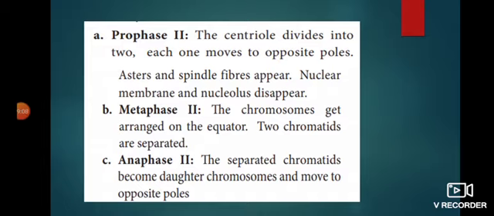First one, prophase 2. The centriole divides into 2. Each one moves to opposite poles. Asters and spindle fibers appear. Nuclear membrane and nucleolus disappear. During metaphase 2, the chromosomes get arranged on the equator. Two chromatids are separated. Then during anaphase 2, the separated chromatids become daughter chromosomes and move to opposite poles.